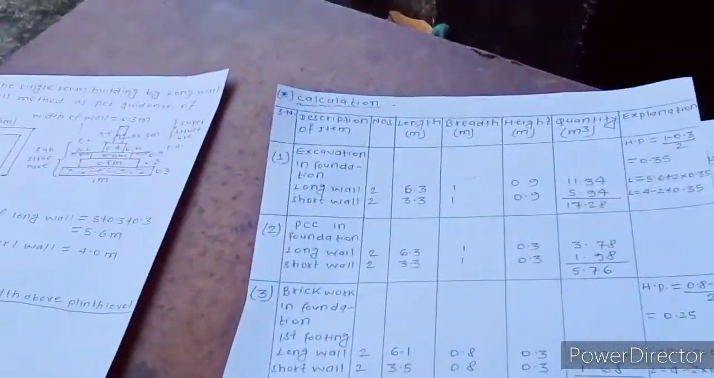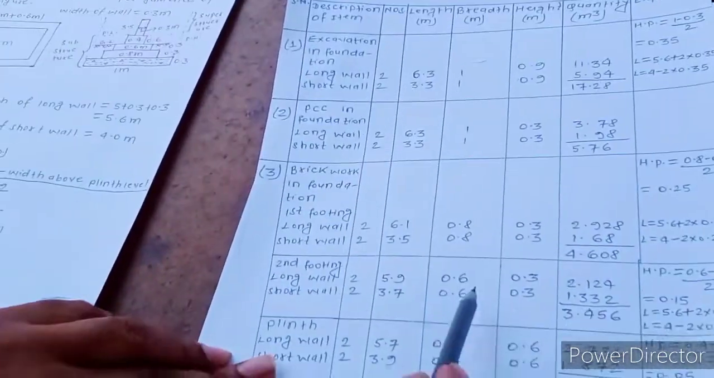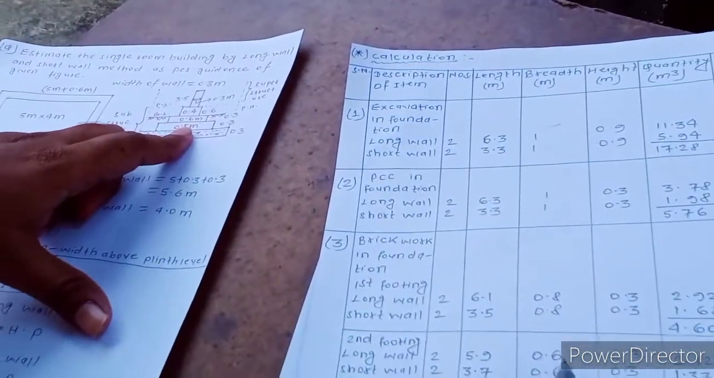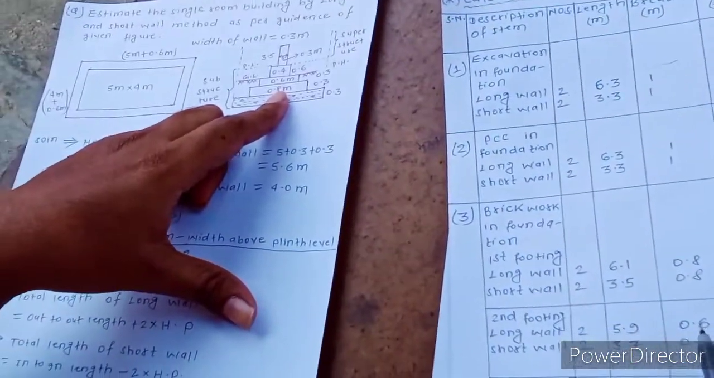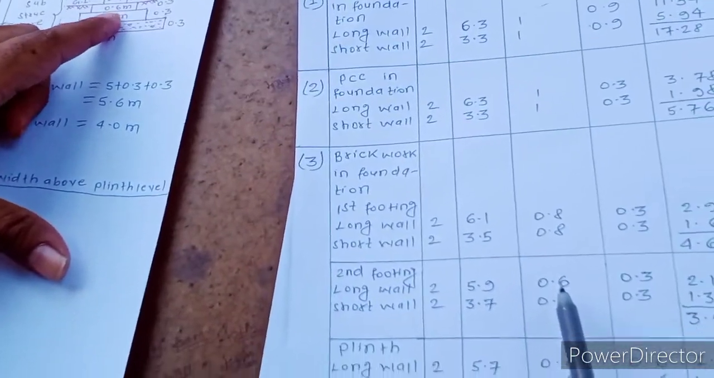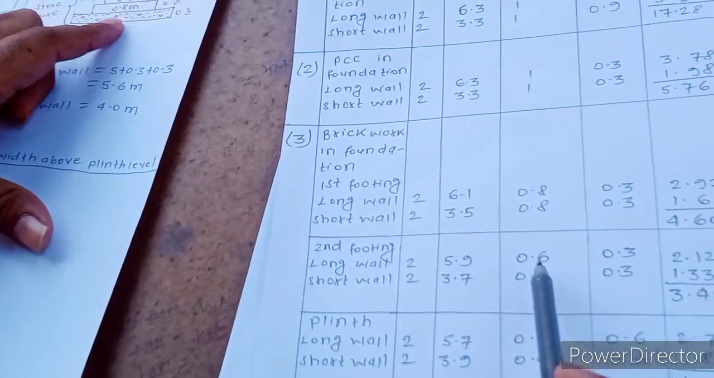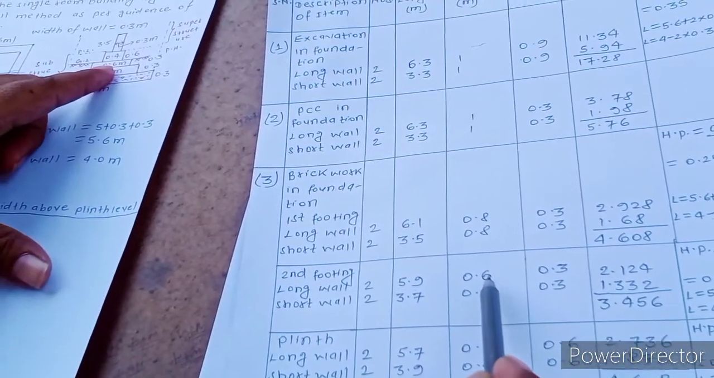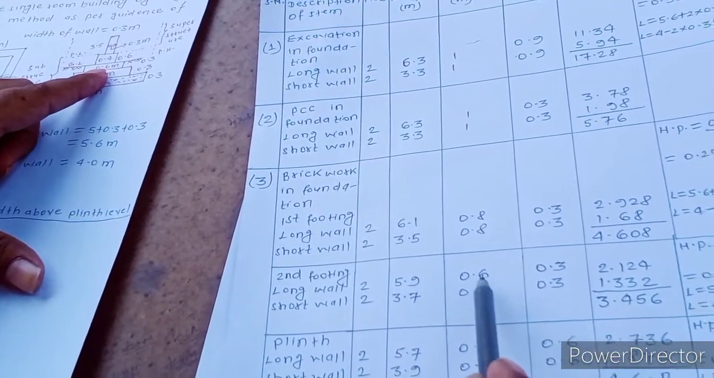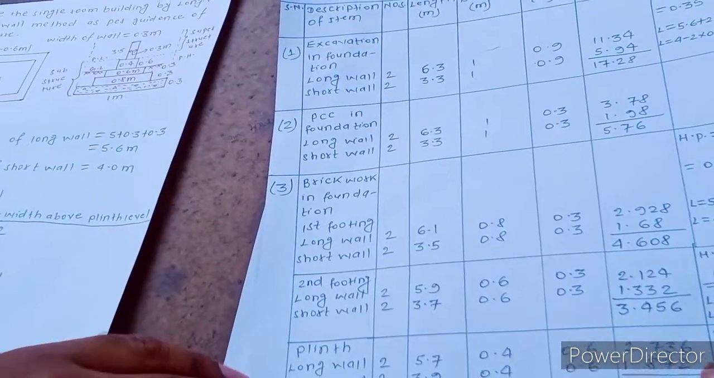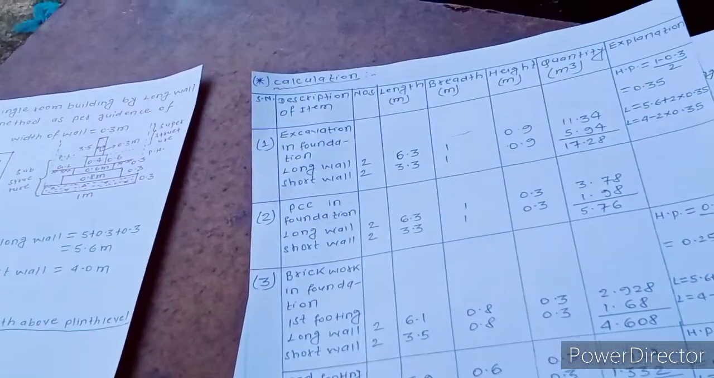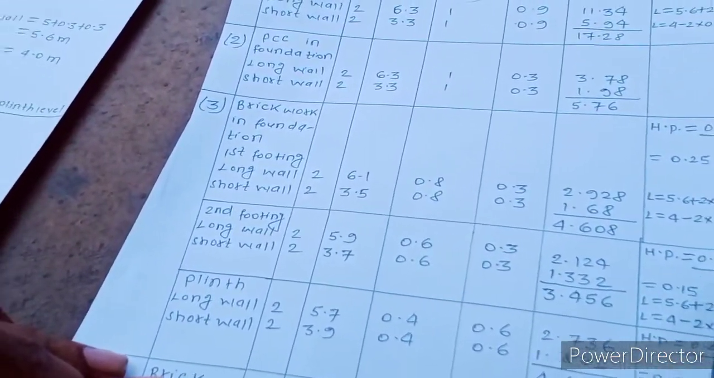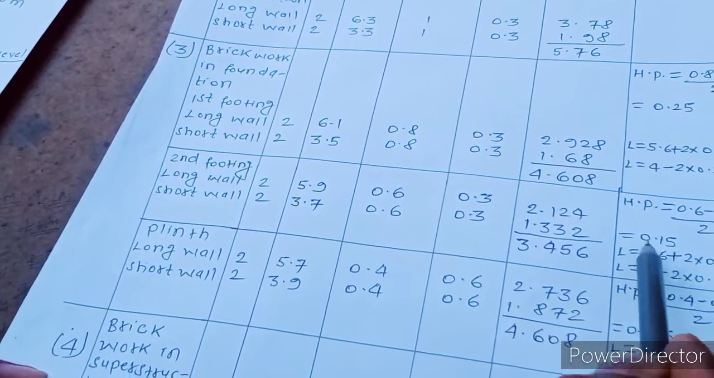For the second footing also, long wall and short wall, the work is the same, only the width is different. Going from ground level upward, the width or breadth is decreasing. So here the breadth is 0.6 meter. The half projection formula is breadth minus breadth above plinth level. Here the breadth is 0.6 meter minus 0.3, so the half projection becomes 0.15.